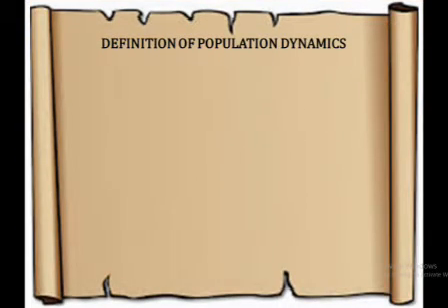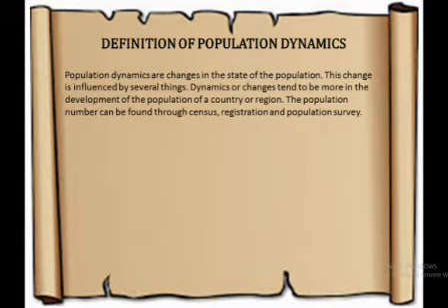Definition of population dynamics. Population dynamics are changes in the state of the population. This change is influenced by several things. Dynamics or change tend to be more in the development of the population of a country or region. The population number can be found through census registration and population survey.